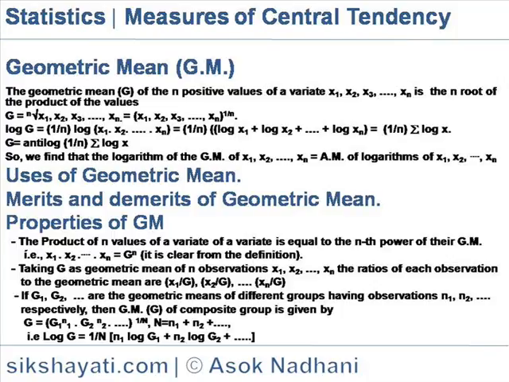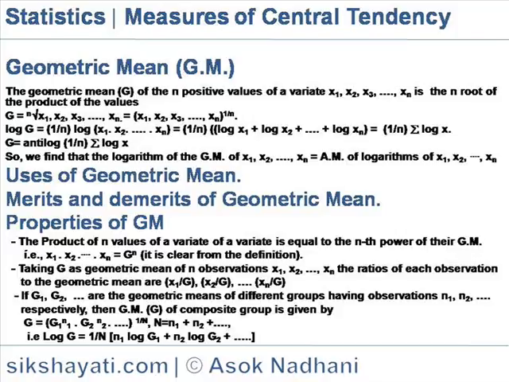Properties of GM. The product of n values of a variate is equal to the nth power of their GM, that is x1 into x2 into up to xn is equal to G to the power n. The logarithm of GM of n observations is equal to the arithmetic mean of logarithms of n observations. The product of the ratios of each of the n observations to the GM is always unity.